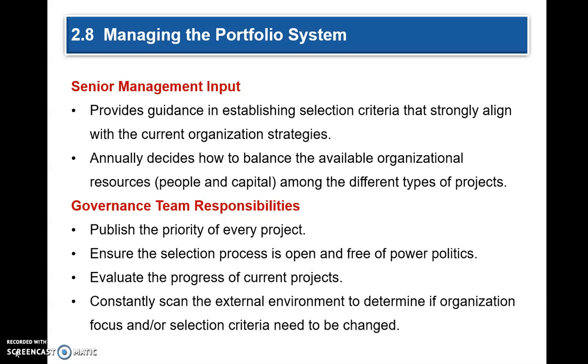Governance team responsibilities are to publish the priority of each project, ensure that the selection process is open and free of power politics, evaluate the progress of current projects, and scan the external environment constantly to determine if organizational focus or selection criteria need to be changed.